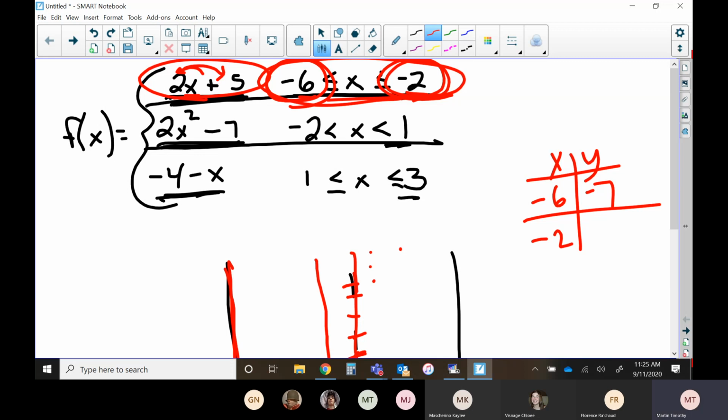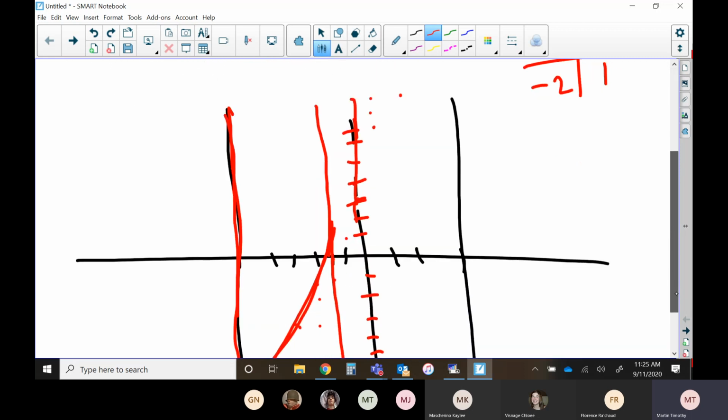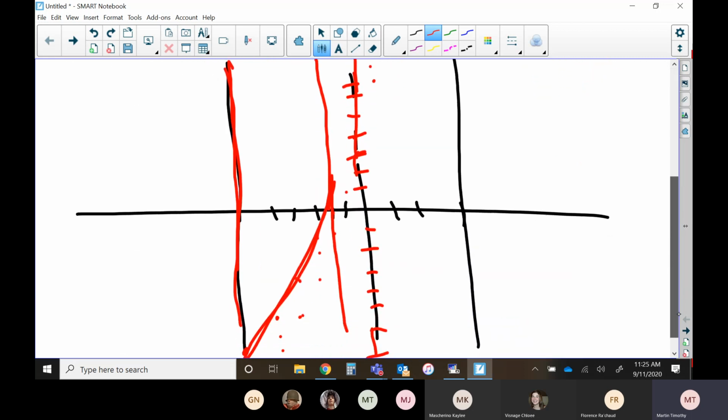I'm going to plug in negative 2 for x, so right here I'm going to put a negative 2 in. Negative 2 times 2 is negative 4. Negative 4 plus 5 is 1. Now, I shouldn't really have to graph this, because those should be the same exact ones I already got.